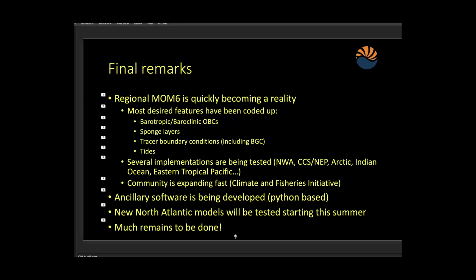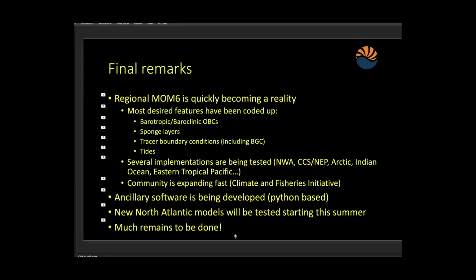Most of the desired features that we want to have in a regional high-resolution model have been coded up, and those include the barotropic and baroclinic open boundary conditions, sponge layers, tracer boundary conditions for biogeochemistry, and tides. So that gives us a complete set of tools that we would like to use when we are developing and implementing coastal regional problems. Several implementations are being tested. The Northeast Atlantic, which I showed you today, is the most advanced, but there's significant progress in both the Northeast Pacific and Arctic. There are implementations now in the Indian Ocean and the Eastern Tropical Pacific as well.